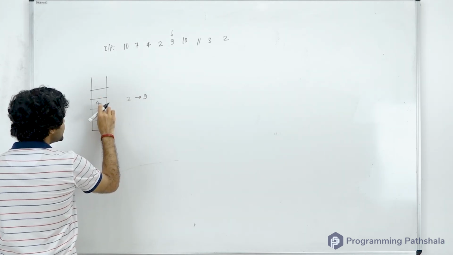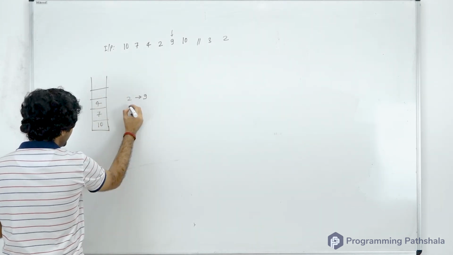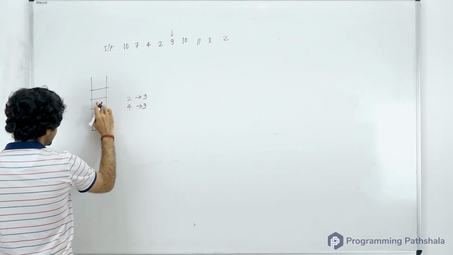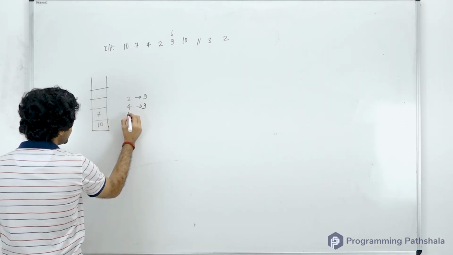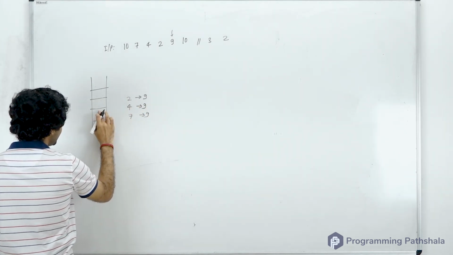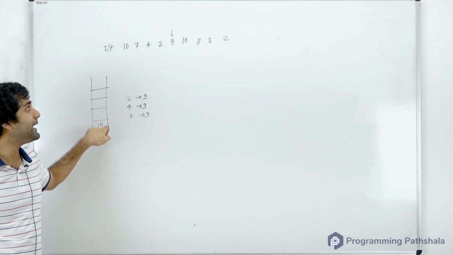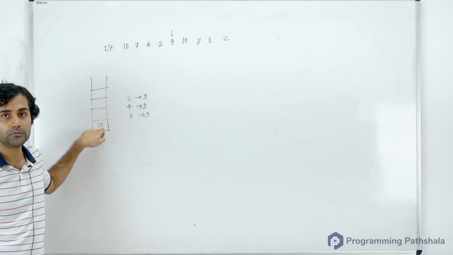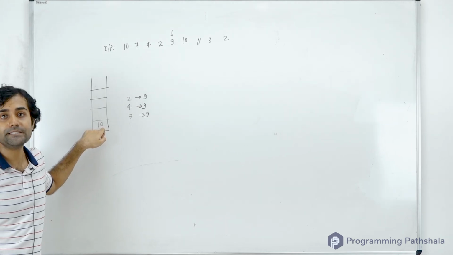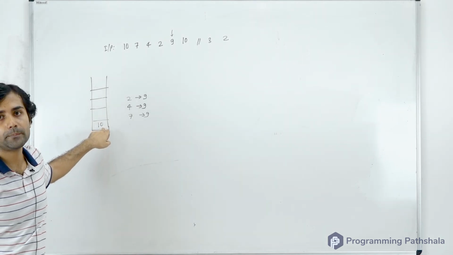You will compare this with this. You will see that hey, 9 is greater than 4 also. You will get rid of this. Now you will compare with 7. So you will get rid of 7 also. At this point of time, what will you do? Now you compare this 9 with 10. Can this 9 pop this 10? No, this cannot pop this 10.